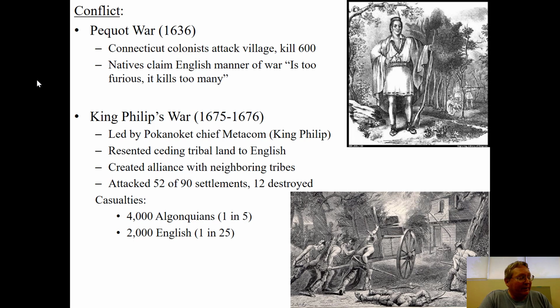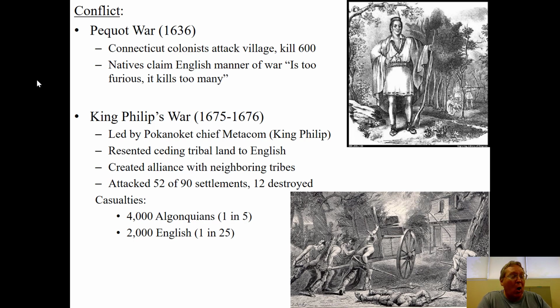They're tired of the English constantly taking land. They're tired of being hit by these diseases. And he puts together an alliance to deal with the English. Out of about 90 settlements, about 100 different little communities created in these New England colonies, they're going to attack more than half of them, about 52 of them, which means they're virtually everywhere, these natives.